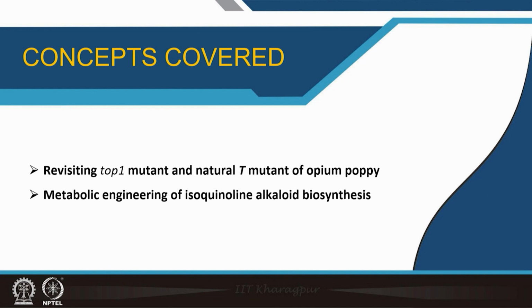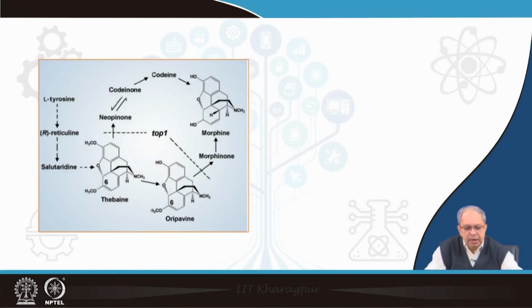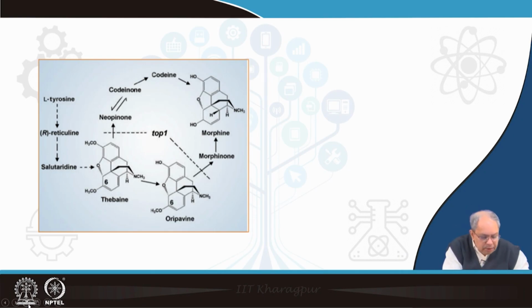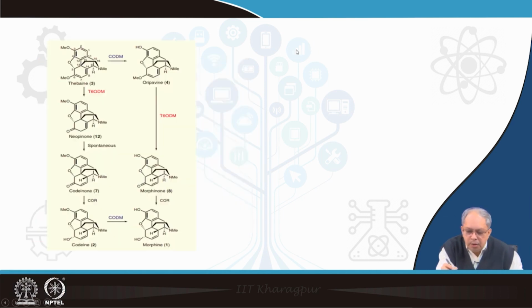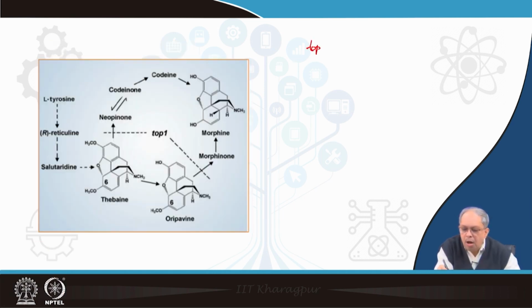So, let us go to the next slide. Revisiting the top 1 mutant and natural T mutant of opium poppy, and then metabolic engineering of isoquinoline alkaloid biosynthesis. So, these are the two things which I intend to cover in this class. What yesterday I discussed was the discovery of the top 1 mutant of opium poppy.